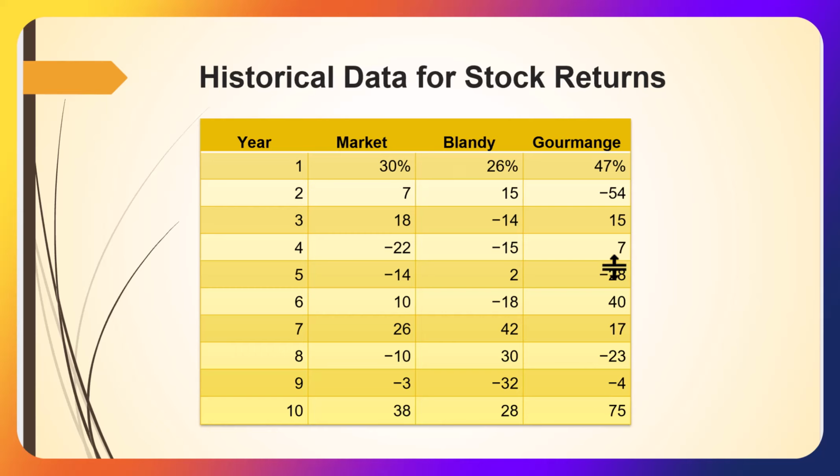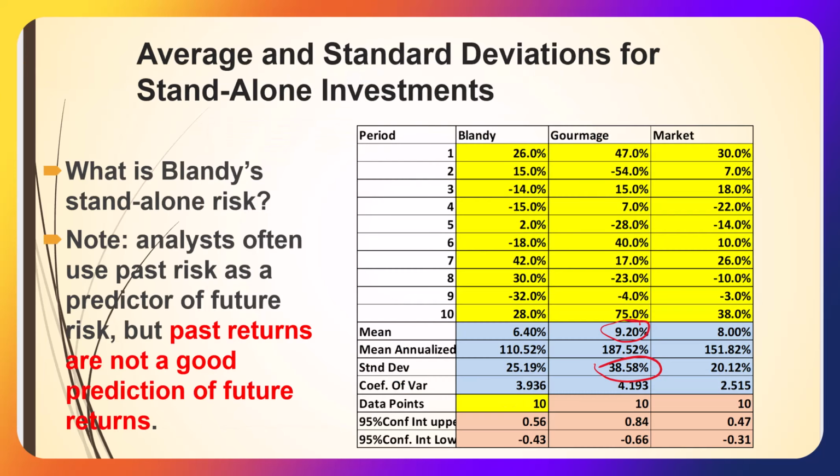So here we have 3 assets. We have the stock market, we have a company called Blandy, and a company called Gourmand. So these 2 companies, we're going to look at them, try to understand their risk and return, but we're also going to make some comparisons and try to understand how they relate to the stock market. Now we have a historical returns worksheet that can help us do these calculations fairly quickly.